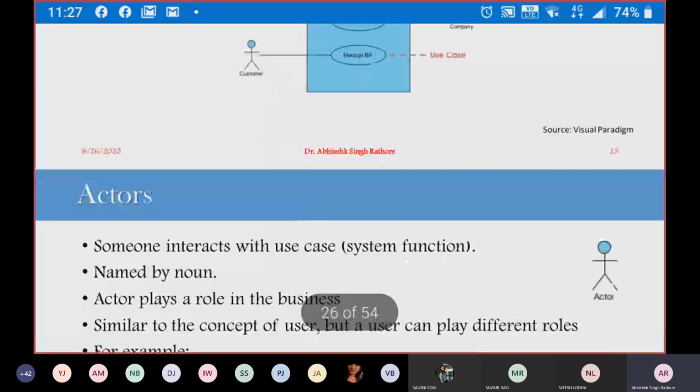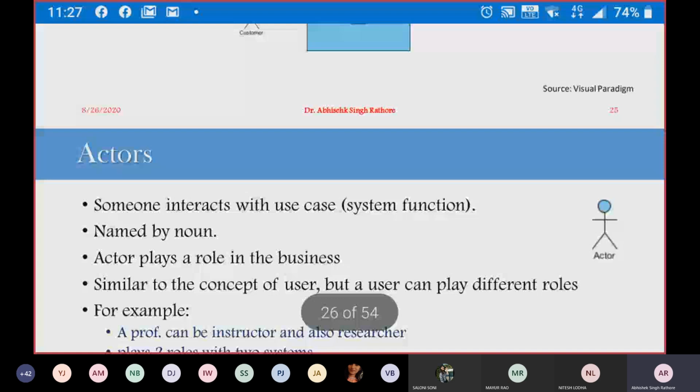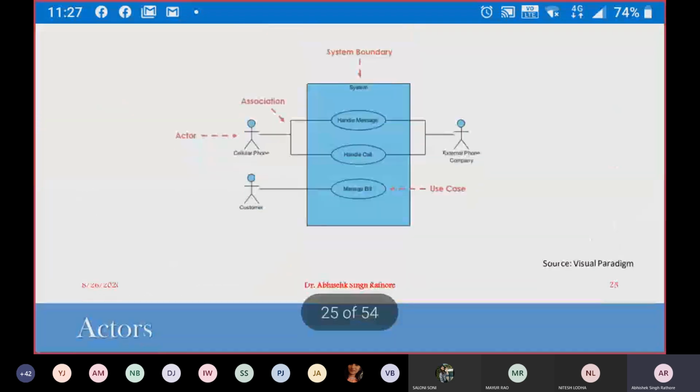So the first question arises: what is an actor? An actor is someone who interacts with your use cases or your system functions.